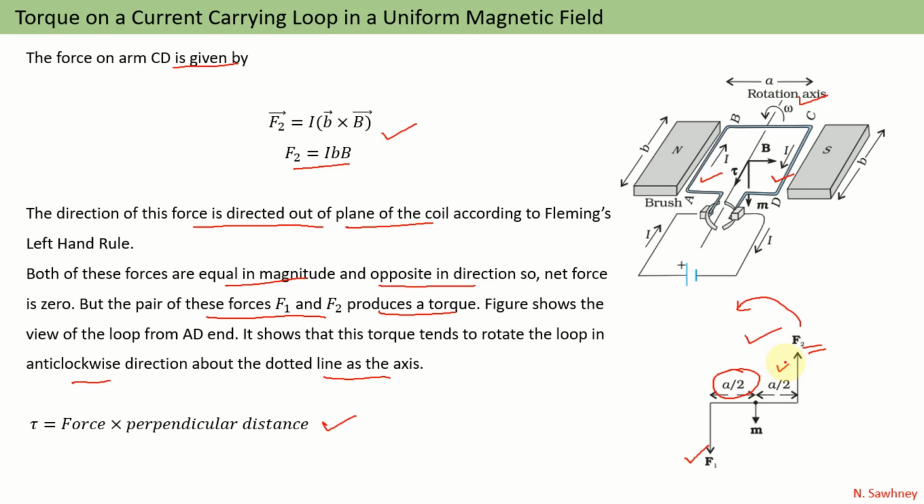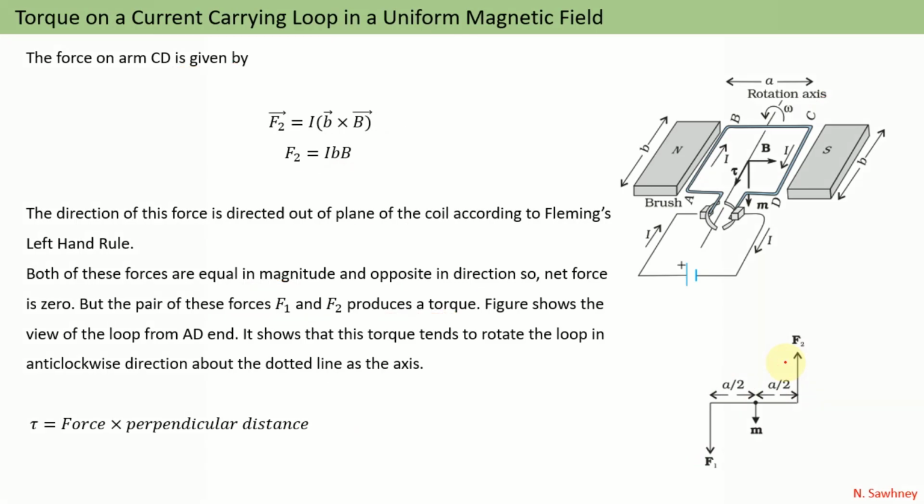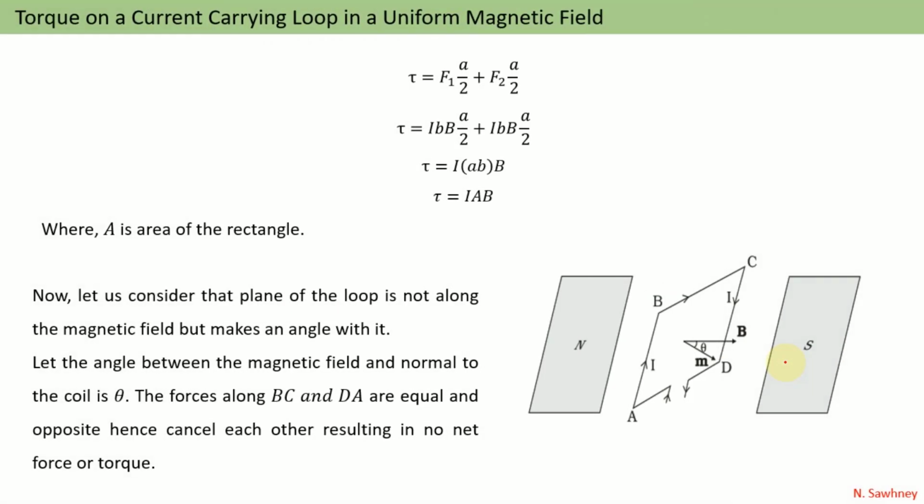Let us put down the values in the formula. So we have obtained this equation. Putting down the force from the earlier calculation, that is I B into capital B, and the distance as A by 2. Finally, we have obtained this, where AB is the area of the rectangular loop. So torque we have obtained as I into A into B.